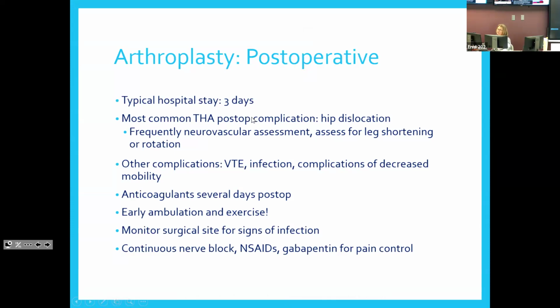The most common complication is hip dislocation. It can be detected with a neurovascular assessment, and you're going to look for one leg shorter than the other or rotation. Other complications include venous thromboembolism, infection, and complications of decreased mobility, which could be a fall.